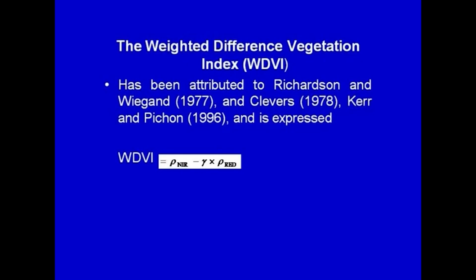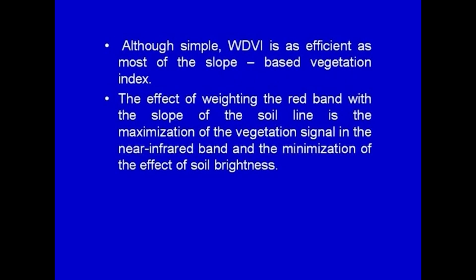Now, let us look at some of the other vegetation indices which have been developed for very specific studies. First is the Weighted Difference Vegetation Index, or in short WDVI. This has been attributed to Richardson and Wiegand, and Clevers, Kerr and Pichon, and it is expressed as the difference between the NIR and the red weighted by a factor gamma. Although simple, WDVI is as efficient as the most soil based vegetation indices.